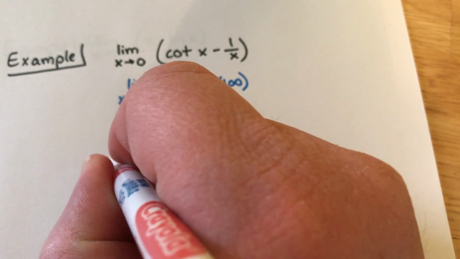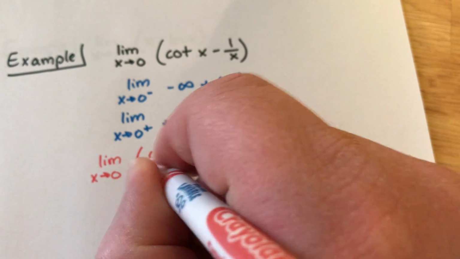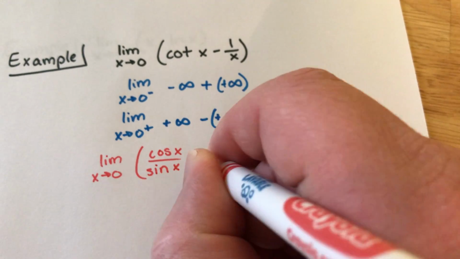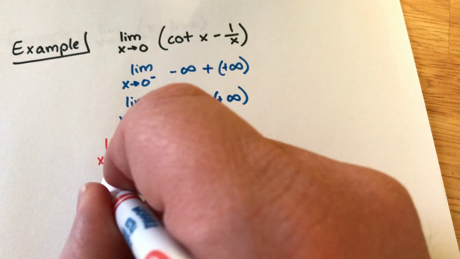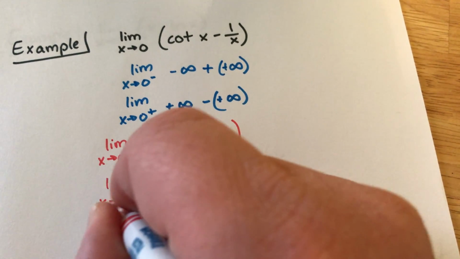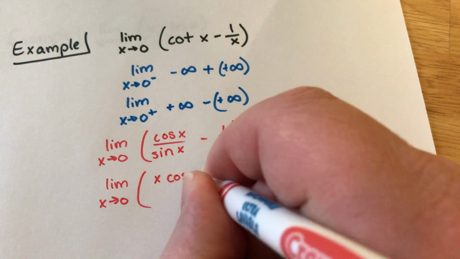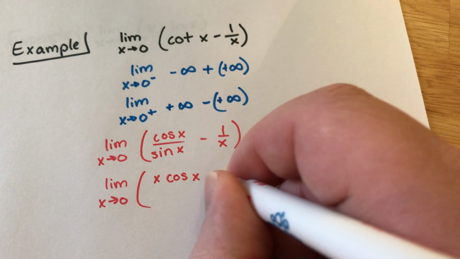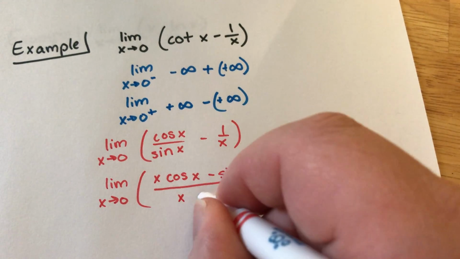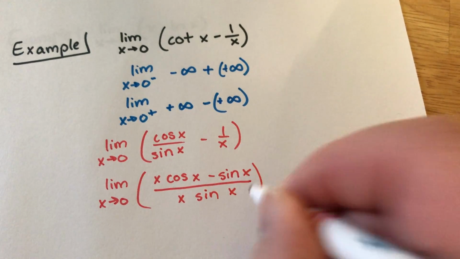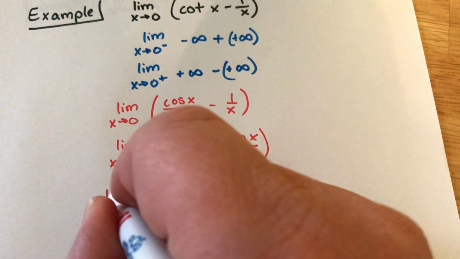So let's write cotangent x using our trig identity. It's going to be cosine x over sine x. I will have to make a common denominator in this situation. So let's see. That cosine is going to need an x, so we'll write it as x cosine x. That 1 is going to need a sine x, and I'm going to write that as x sine x in my denominator. So I'm going to apply L'Hopital's rule, which is going to involve taking the derivative.